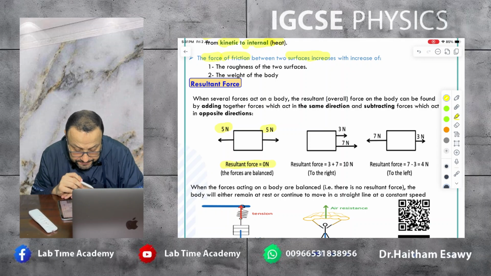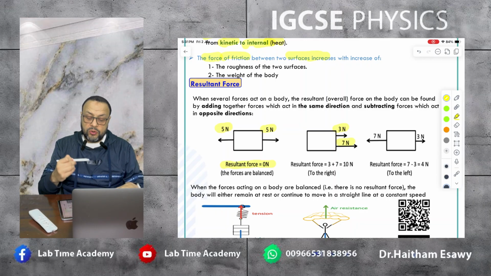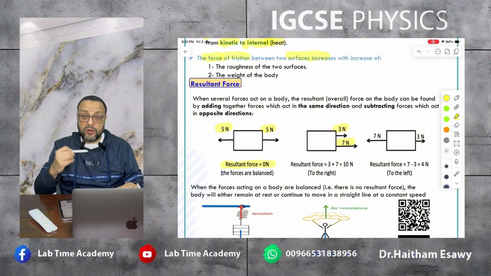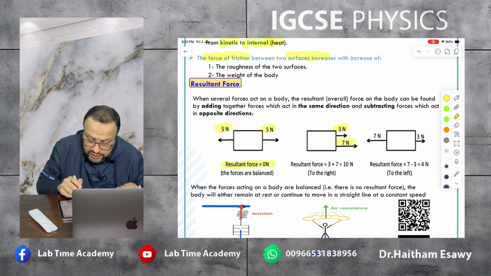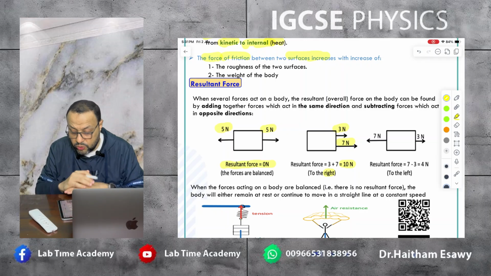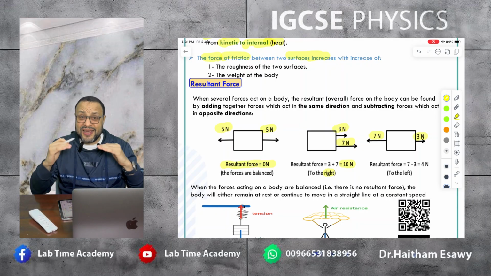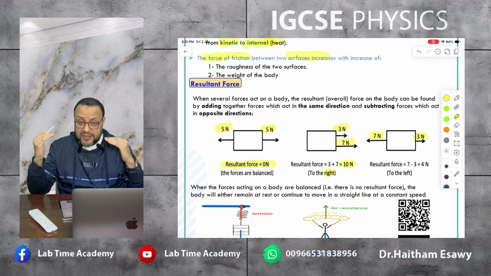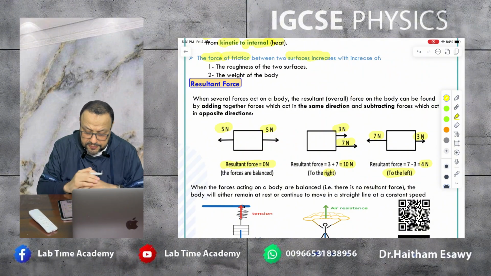The second example, if we have two forces, 3 Newton to the right, 7 Newton to the right. If we want to calculate the F resultant, I have to add them together because they act in the same direction. So 3 plus 7 equals 10, and the resultant force will be to the right. The last one, I have two forces, 3 Newton to the right, 7 Newton to the left. So for the F resultant, just subtract them, 7 minus 3 equals 4, in the direction of the greater one. So it will be 4 Newton to the left, as you see.